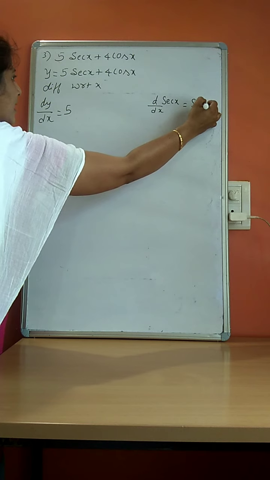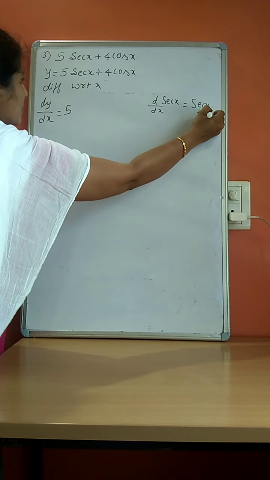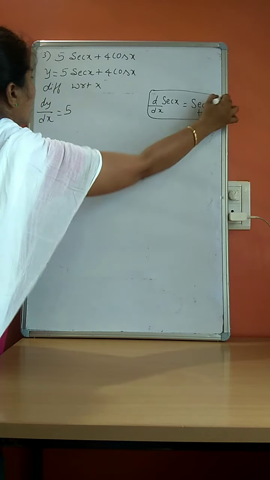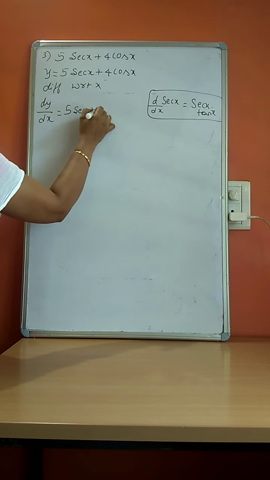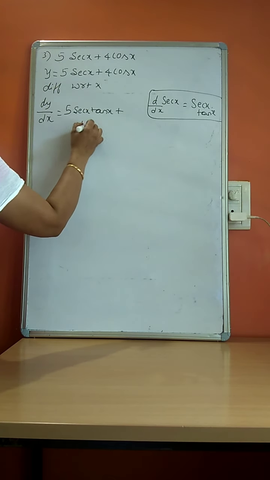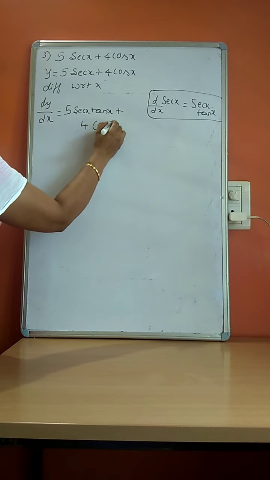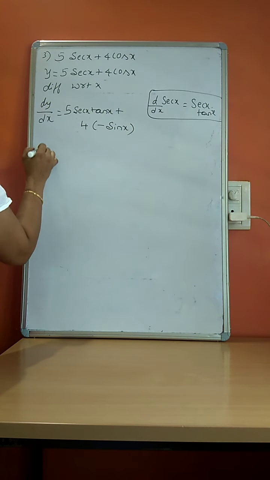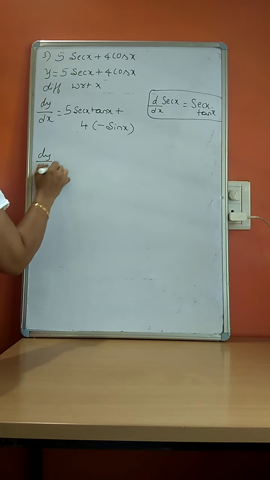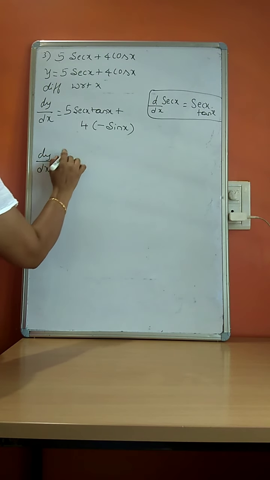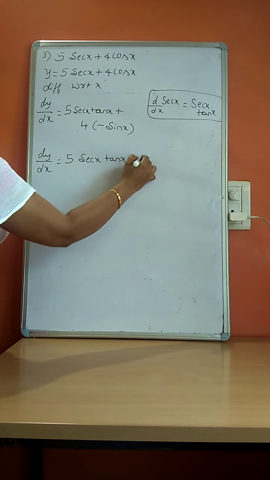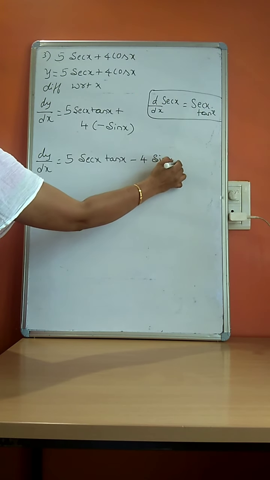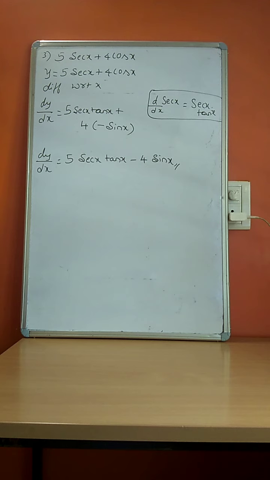is secant x into tan x. You have to remember this formula. Okay. 5 into secant x into tan x plus 4 into differentiation of cos x is what? Minus sin x. Therefore, dy by dx is equal to 5 secant x tan x minus 4 sin x is the required solution. Okay.